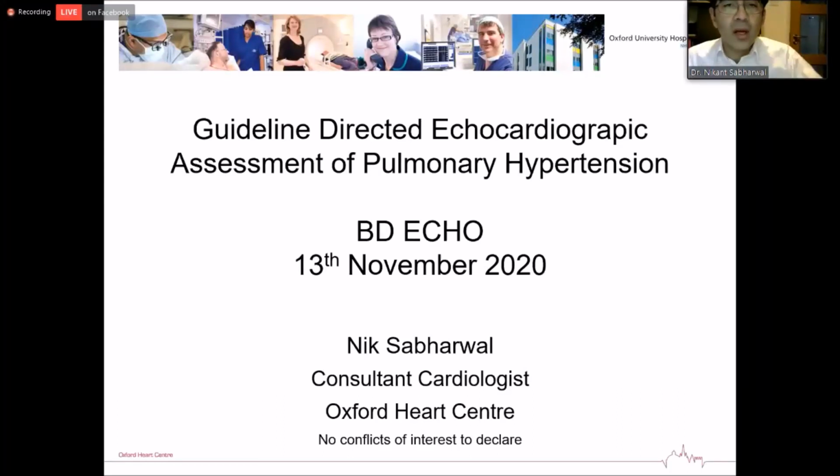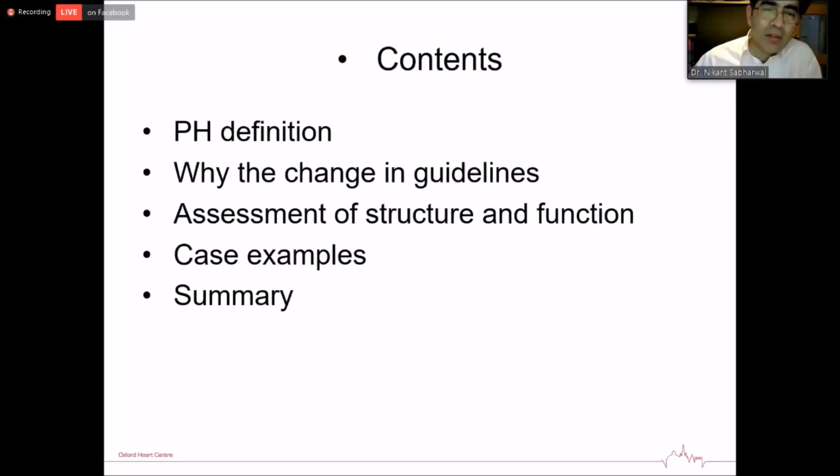Thank you. So I've been asked to talk about the assessment of pulmonary hypertension using the latest guidelines. These have come to prominence recently, and we'll go through this in some detail. So we'll do a very quick summary of the definitions of pulmonary hypertension, why there's been a change in the guidelines. We'll do some assessment of structure and function that we need for the PH assessment. I've got some nice case examples, I hope, for you, and we'll end up with a quick summary.